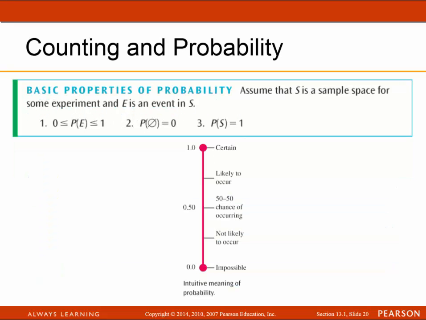So here are some basic properties. Assume that S is a sample space for some experiment and E is an event in S. The first one is that the probability of any event is between 0 and 1. It could be 0 or 1 or in between. The other thing is that the probability of the empty set is 0, and the probability of the whole sample space is 1. So what does a probability of 1 mean? That means it's going to happen. What does a probability of 0 mean? That means it's pretty much impossible.